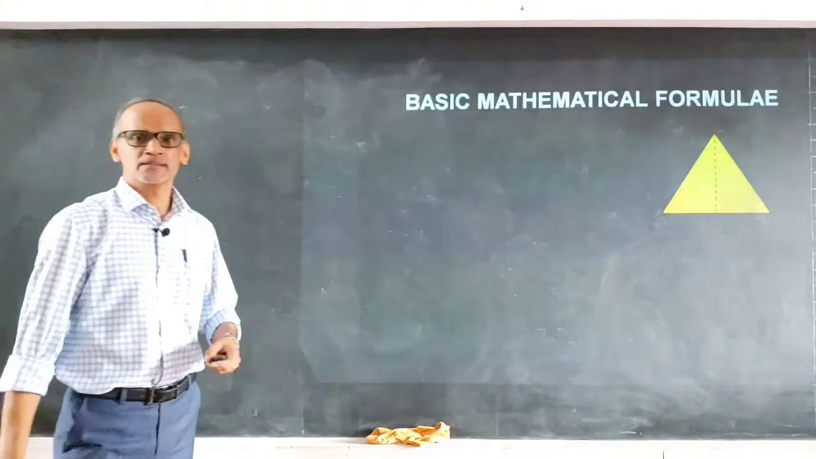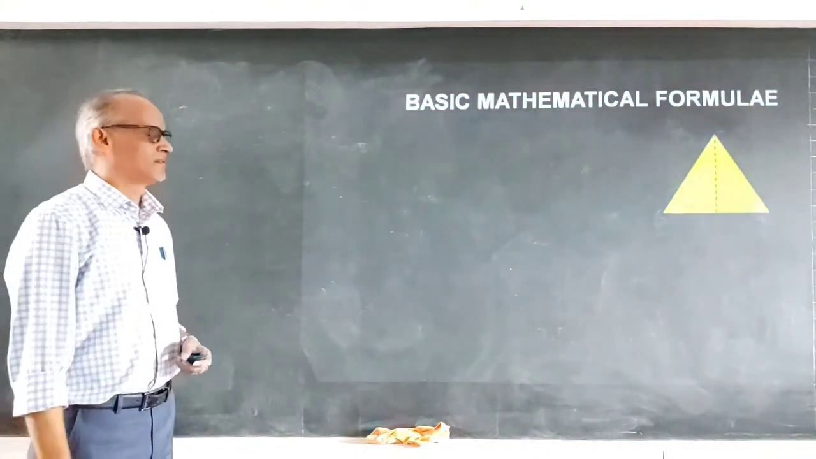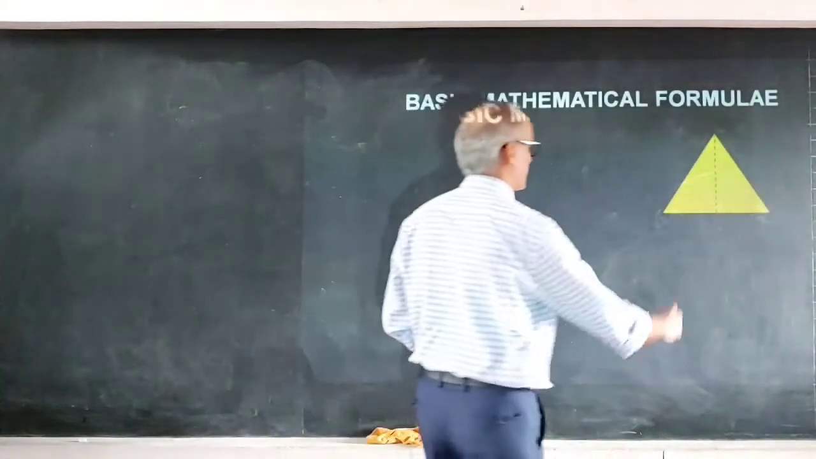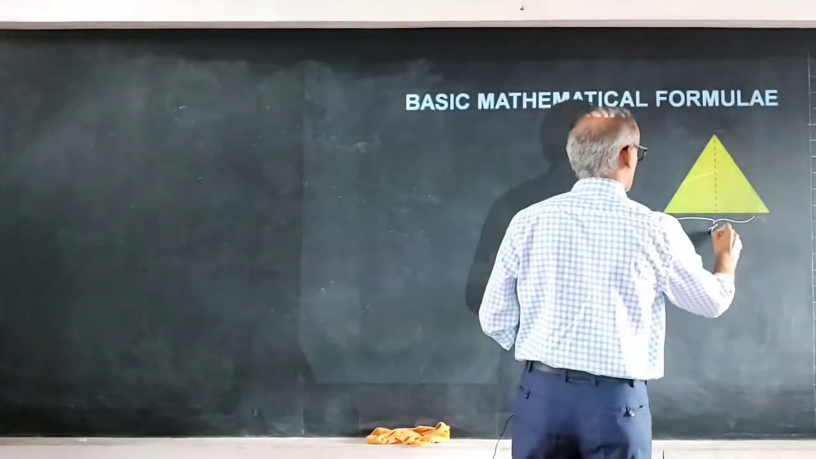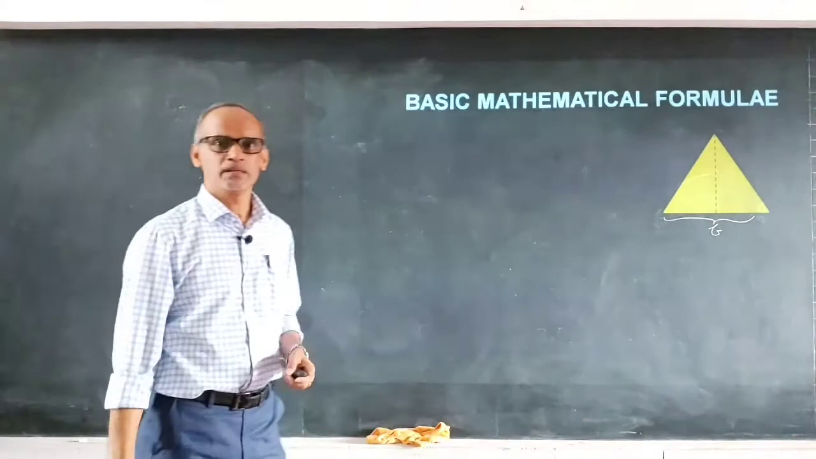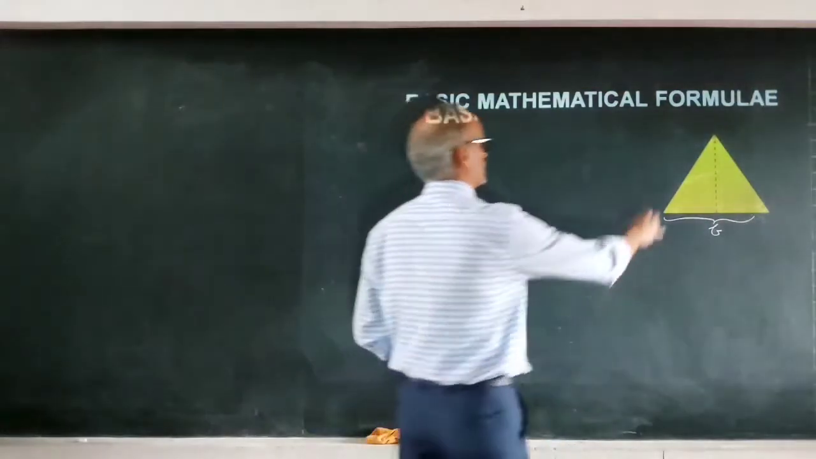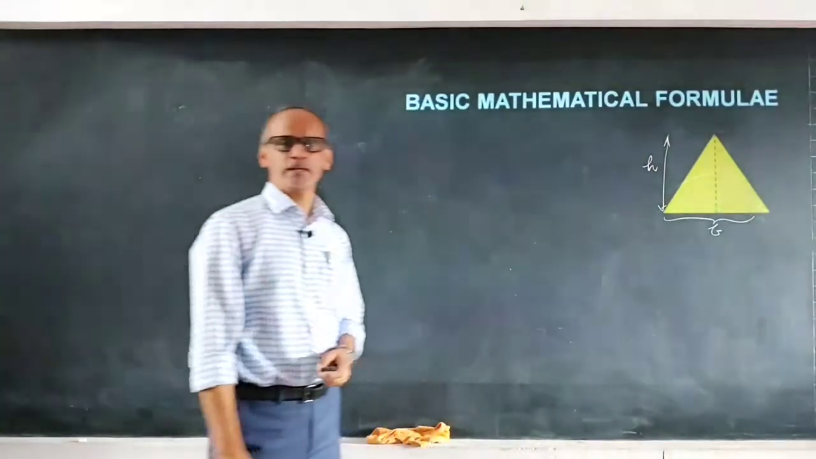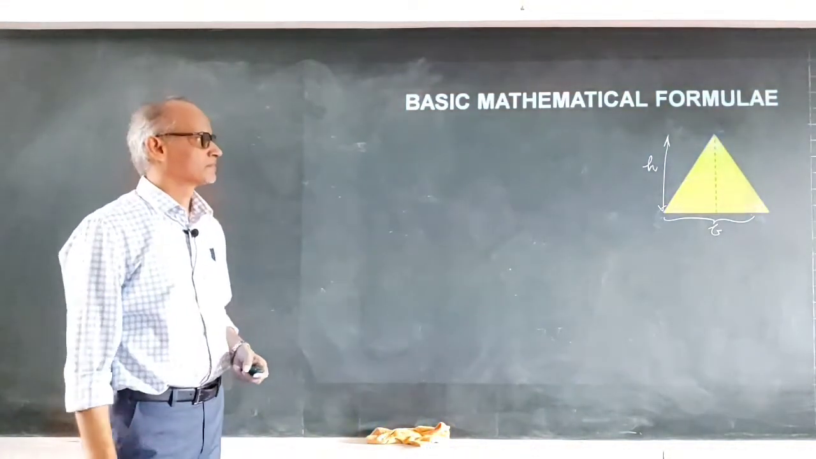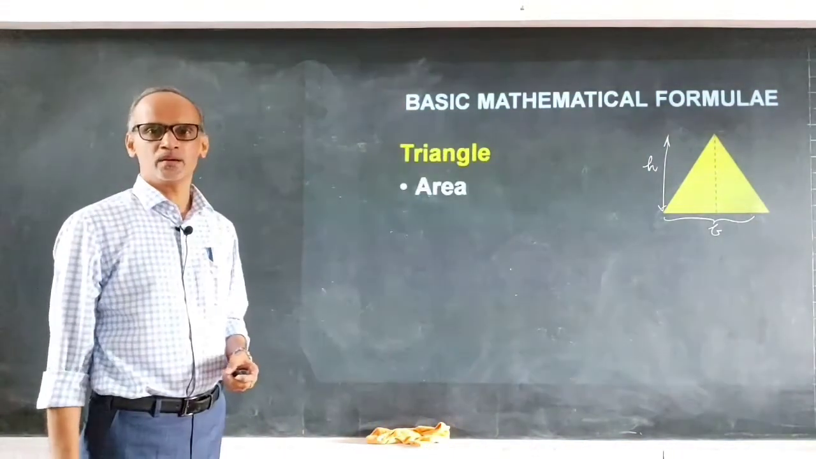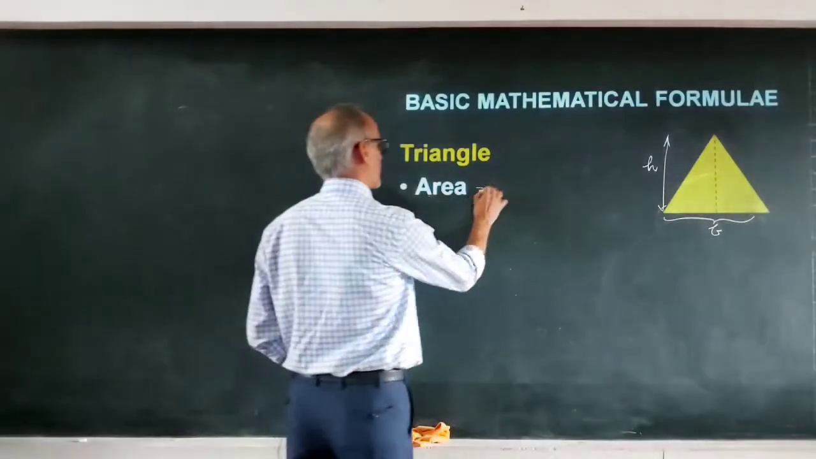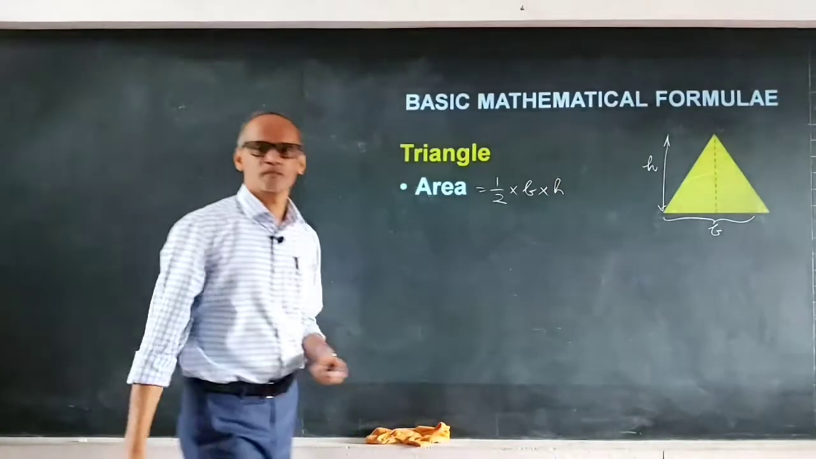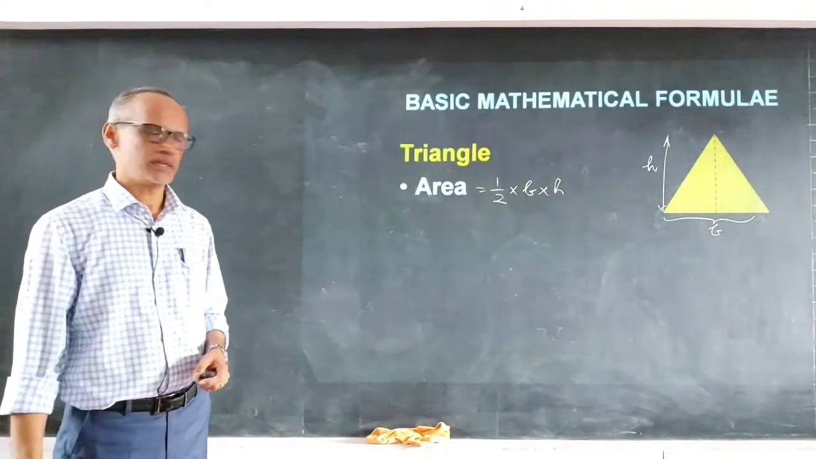Okay, so here we have another structure. What is this structure? This is a triangle. In a triangle, this is the base of the triangle, B. This is called the height of the triangle. So what is the area of the triangle? The area of the triangle is half into base into height.